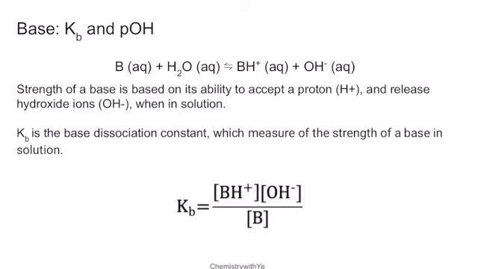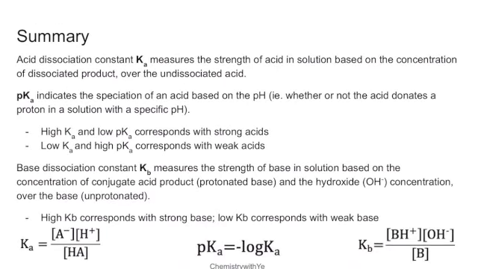So just going over, the base has a Kb and refers to the Kb and pOH, where this equation at the top here is a base reacting in water, where the strength of a base is based on its ability to accept a proton and release hydroxide ions when in solution. So the Kb is a dissociation constant.